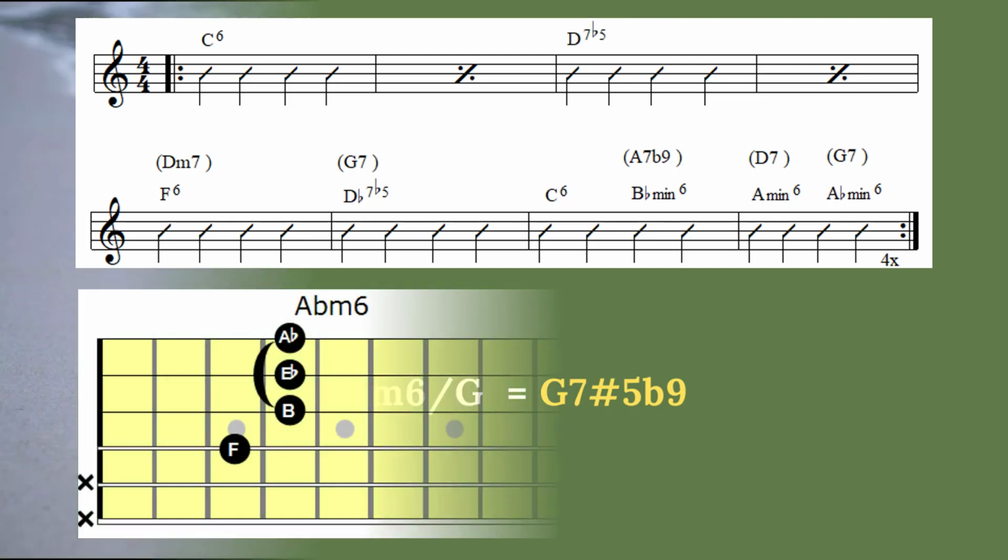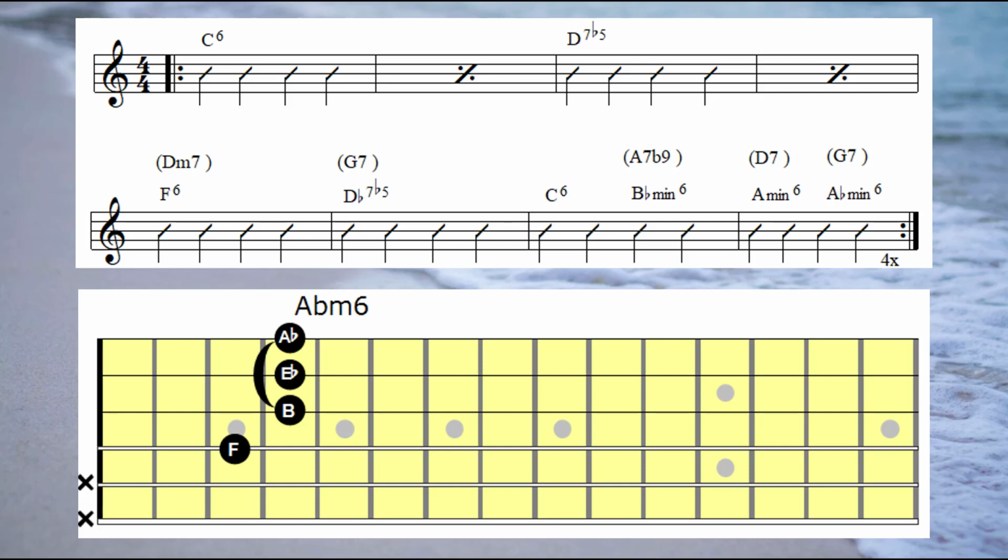And if we check out the notes under our fingers in the A flat minor sixth chord, we'll find we have on the first string A flat, which is the flat 9th of G7. On string 2, we have a D sharp or E flat, which is the sharp 5 of G7. Onto string 3, we have the note B, which is the 3rd of G7. And onto string 4, we have the note F, which is the flat 7 of G7. Let's have a listen to how our modified progression sounds.